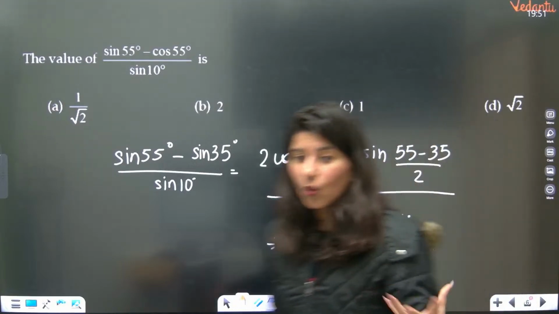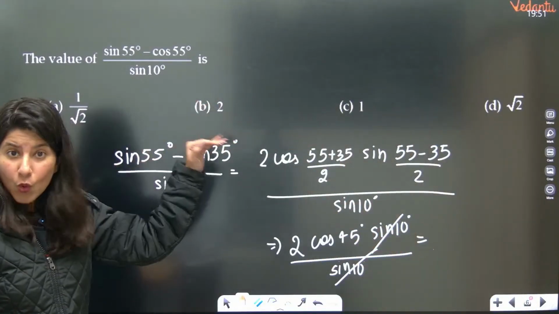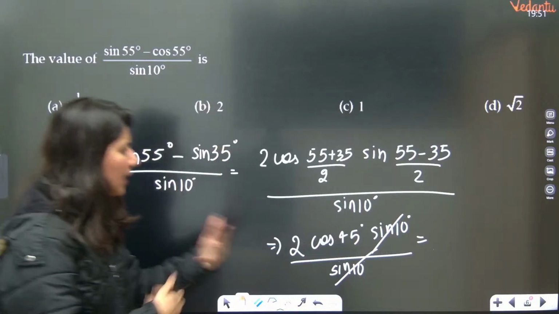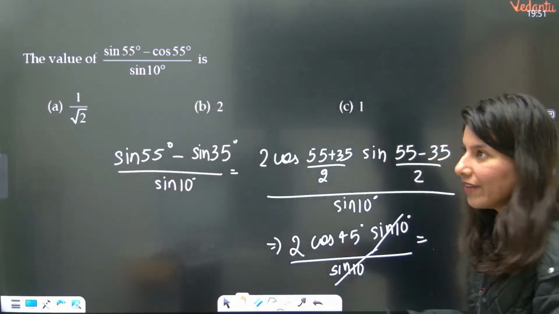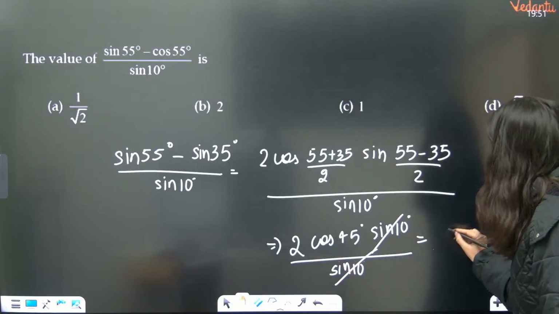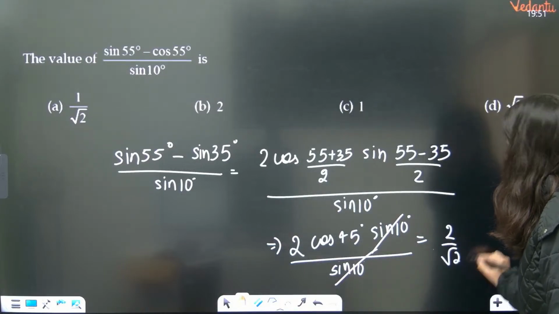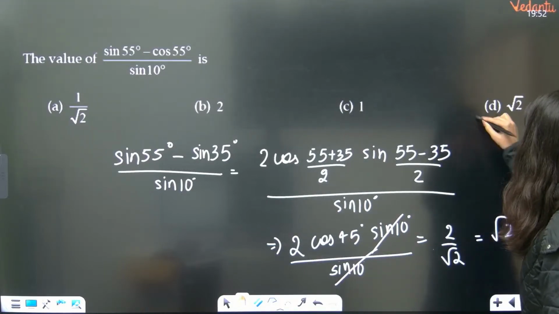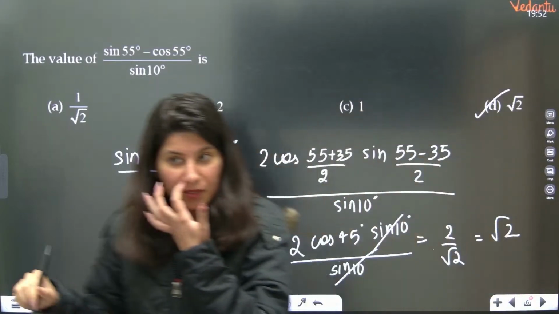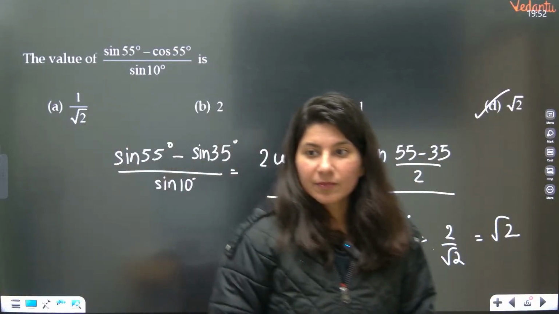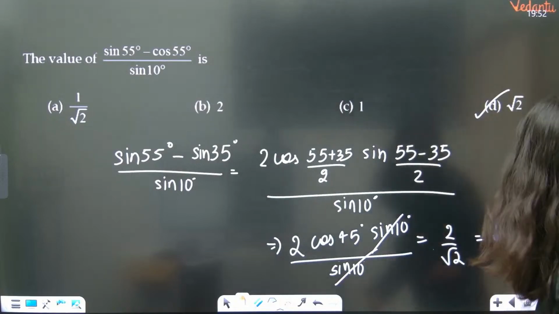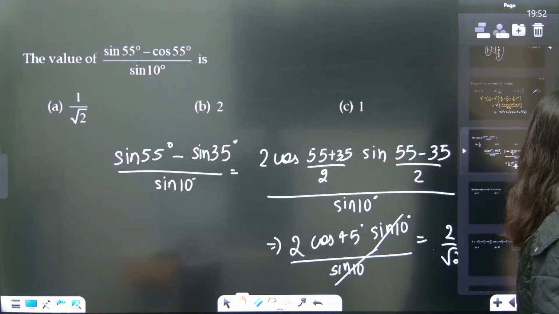So even though these numbers were unknown to us, just by believing that if you apply the formula, you'll get it. So this is 2 by root 2 and this is going to become root 2. Option D will be absolutely correct. Okay. All right. Clear? Yes, yes, yes.